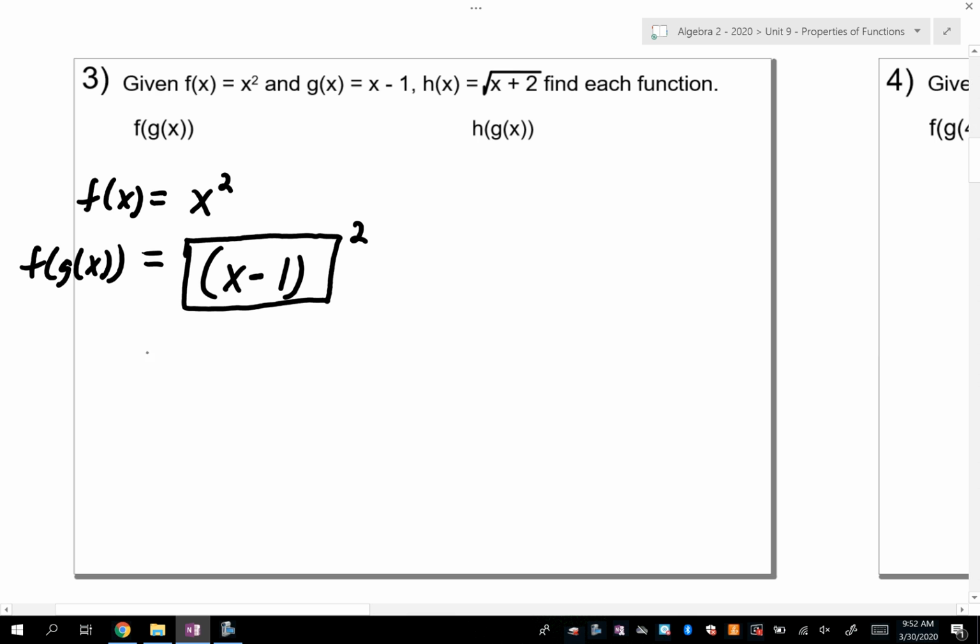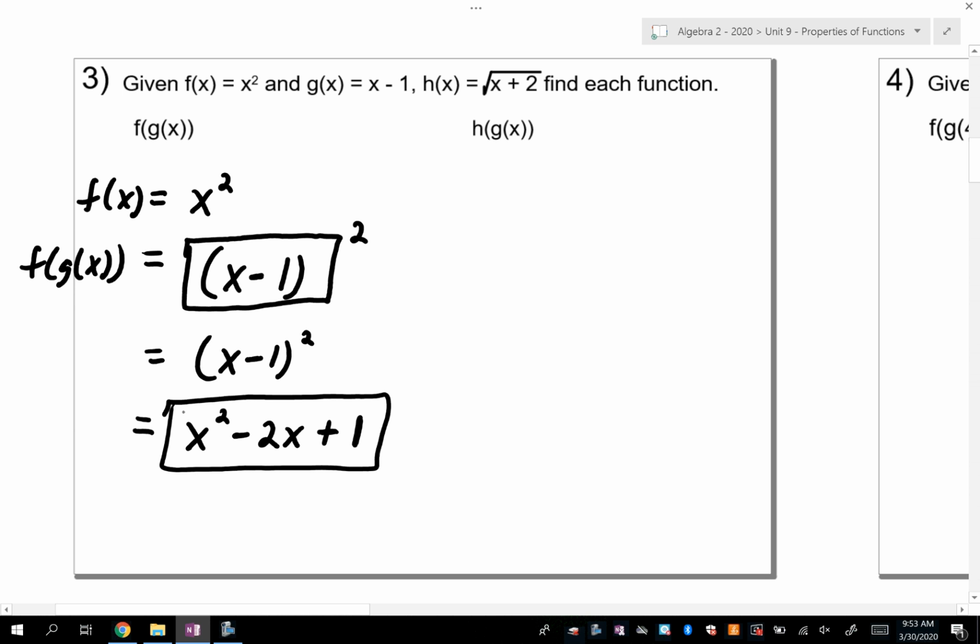So technically the answer is x minus 1 squared, but I'm going to go ahead and distribute this. And I'm hoping, after we made a big deal of this with the radical functions, that you'll remember that when you expand a binomial and you're squaring it, you're going to square the first term, you're going to square the last term, and the middle term is the product of your two terms, and you double it. So that's going to be minus 2x. All right, so I would accept both answers, but this one is the one that I'm going to use for f of g of x.